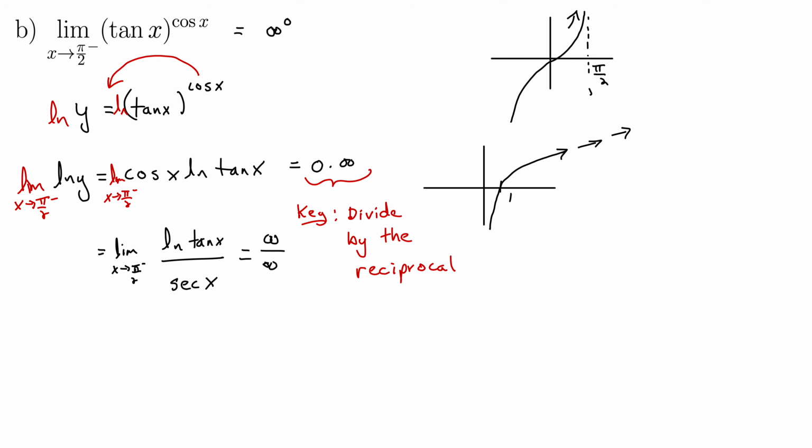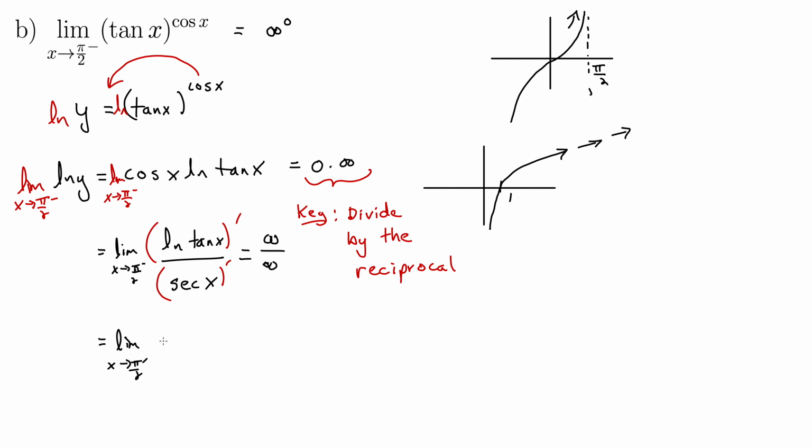Okay, well, this is good news. We can use L'Hopital's rule. So let's take the derivative of the top and the derivative of the bottom. Note that I'm not doing the quotient rule. And try the limit again. Okay, so we have our limit still as x goes to pi over 2 from the left.